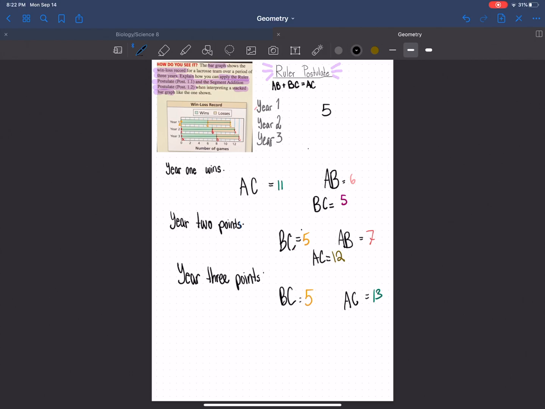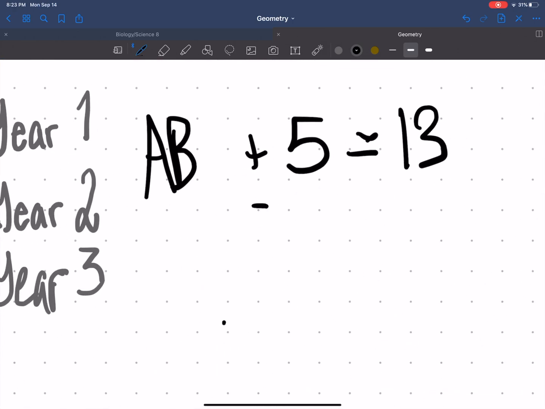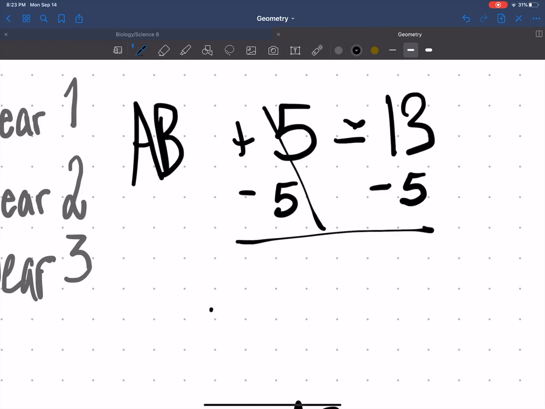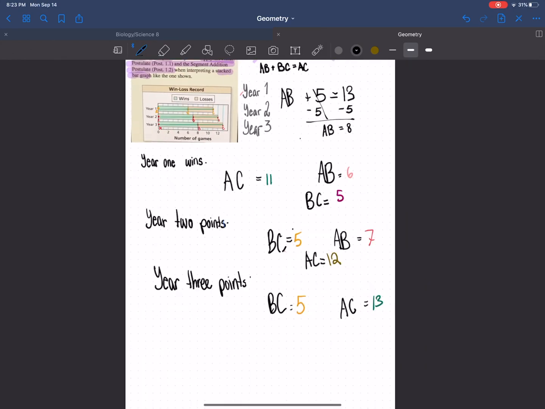So we have 5 for BC. We don't know what AB is. We don't know the total wins. But we know that AC is 13. The total games that the lacrosse team did in year 3 is 13. So we're going to do this again, where we subtract 5, subtract like terms, and you get 8. So AB is equivalent to 8.